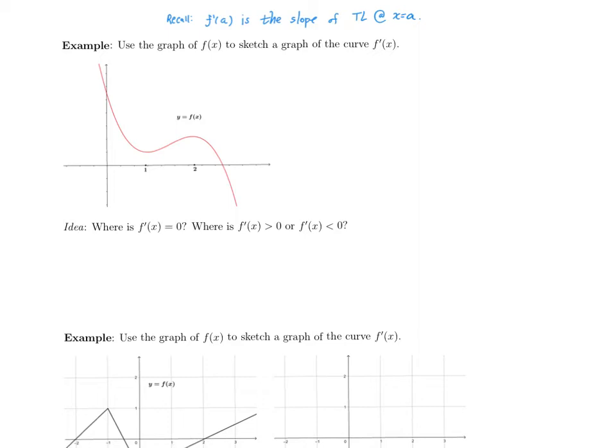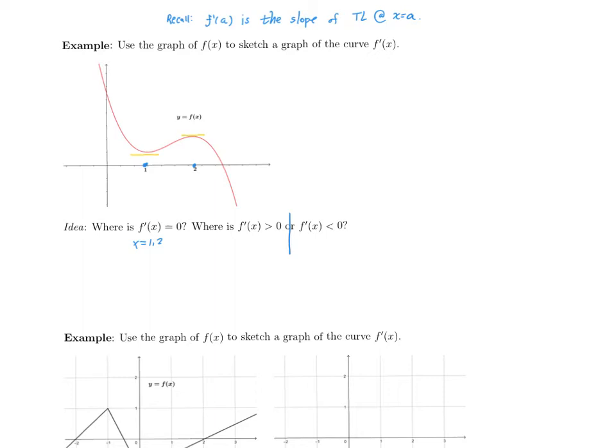To begin, note that the tangent line to this curve will be horizontal when x is equal to 1 or x is equal to 2. So in terms of sketching that derivative, we know it's going to pass through the x-axis when x is equal to 1 or x is equal to 2. And we can see this by just thinking about the tangent lines at 1 and 2, which will be horizontal. So where is f prime of x equal to 0? Precisely 1 and 2.